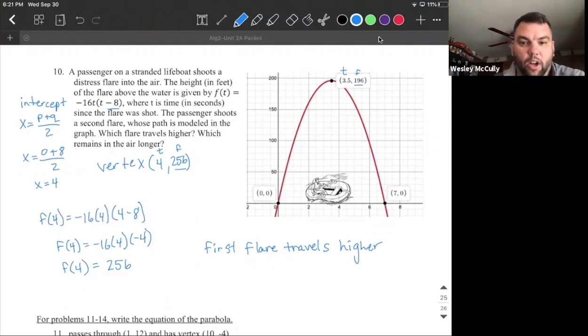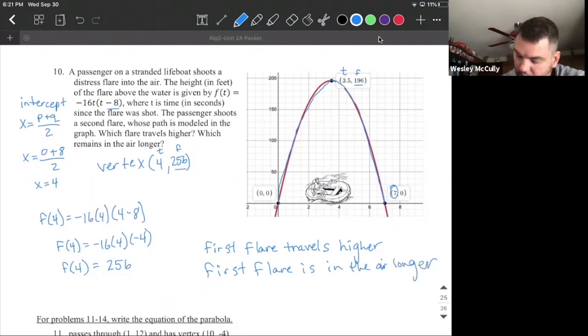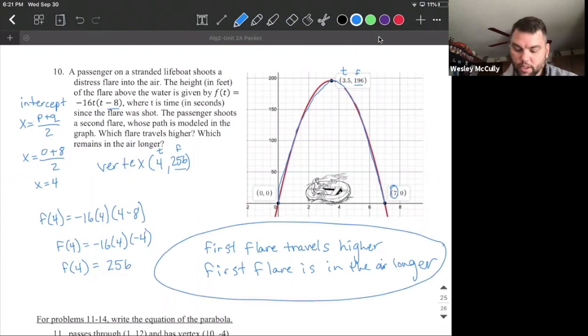Now, which one's in the air longer? Well, the vertex is actually only half of the time. As you notice, as this goes up, it goes up for 3.5 seconds, but then it comes down for 3.5 seconds, making a total of 7. Well, in our equation, it goes up 4 seconds. That means it's going to come down for 4 seconds, which means it's going to be in the air for 8 seconds. So the first flare is in the air longer. Okay, so that answers those two questions.